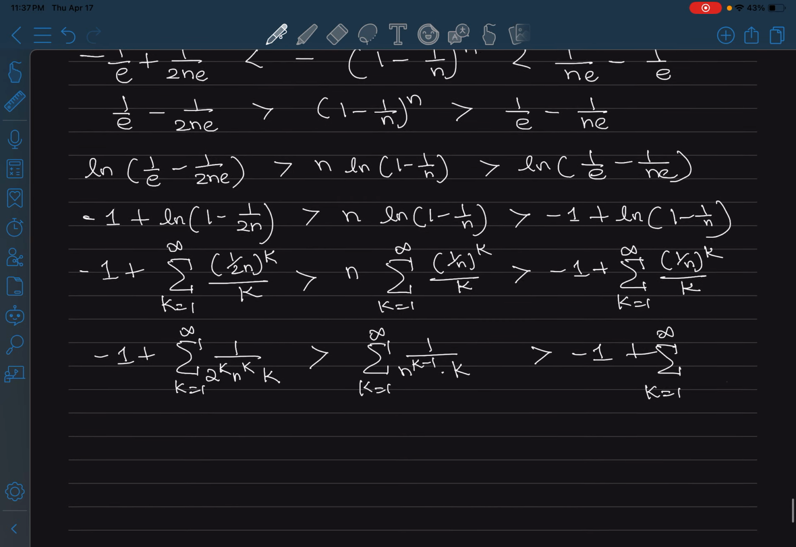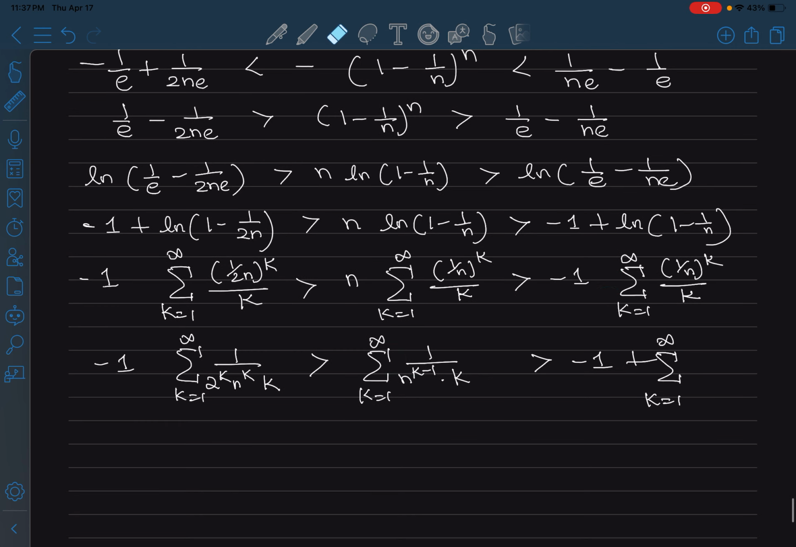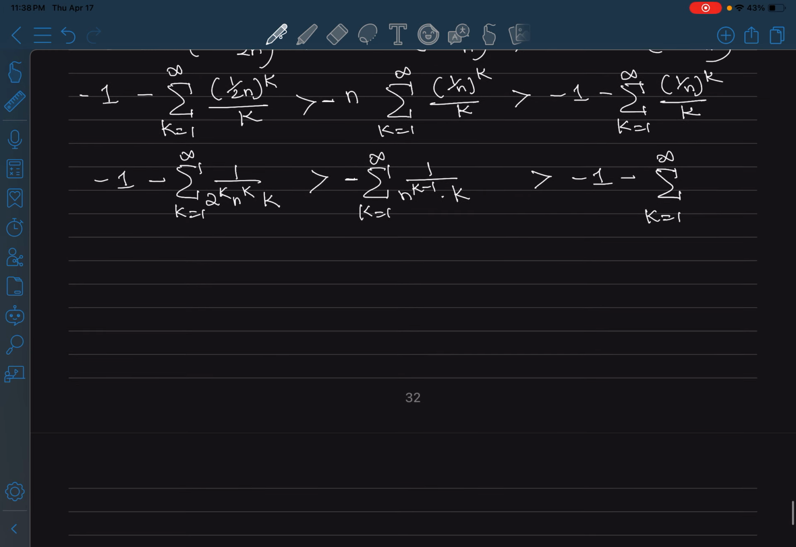Wait, I made a slight error over here. Basically in the series of log of (1 - x), there's also a negative sign. I forgot that. So there's a negative sign, and also here's a negative sign. I'm sorry for that.